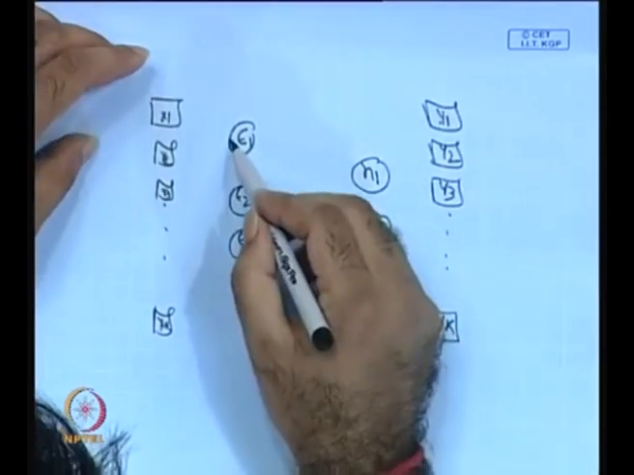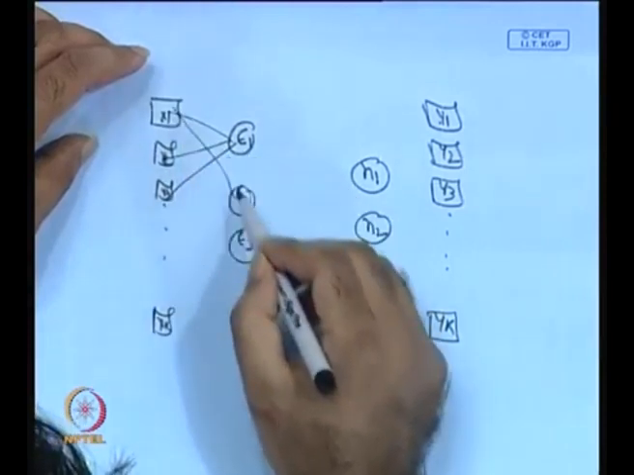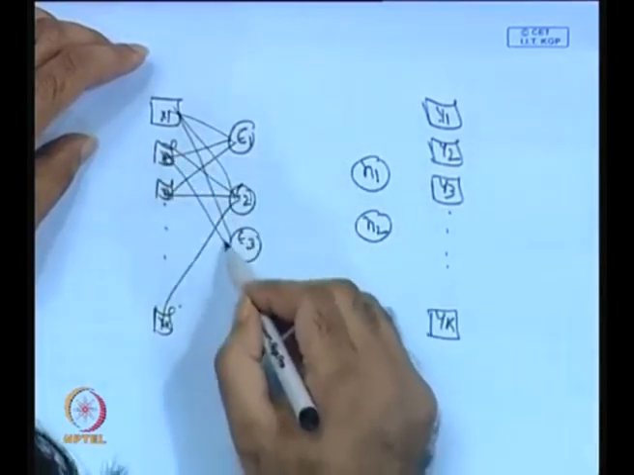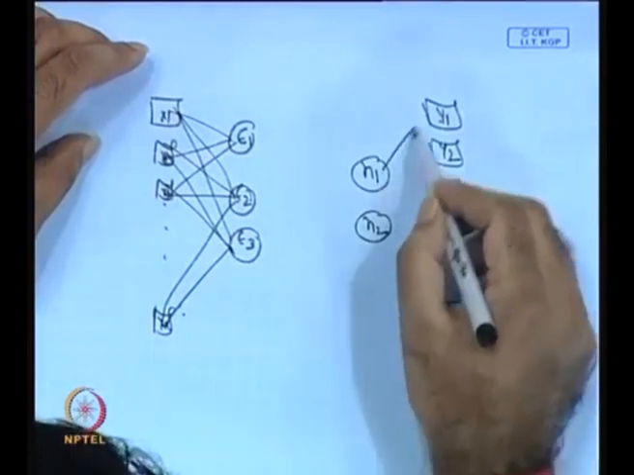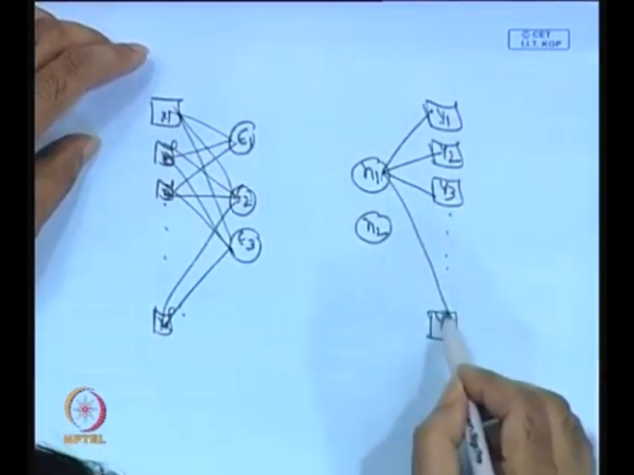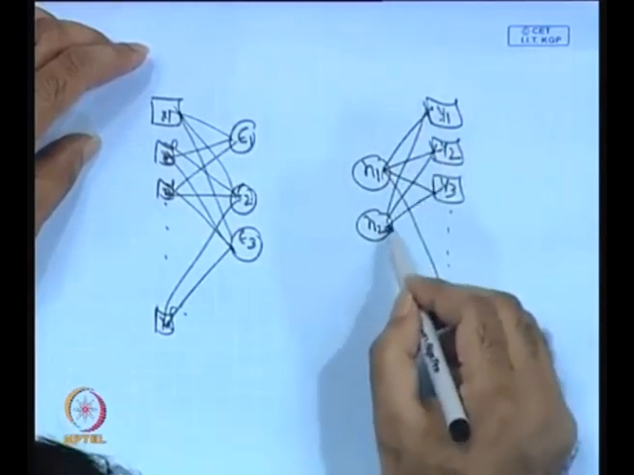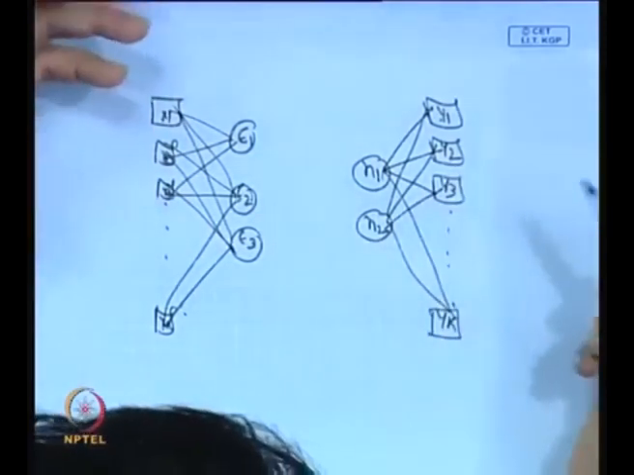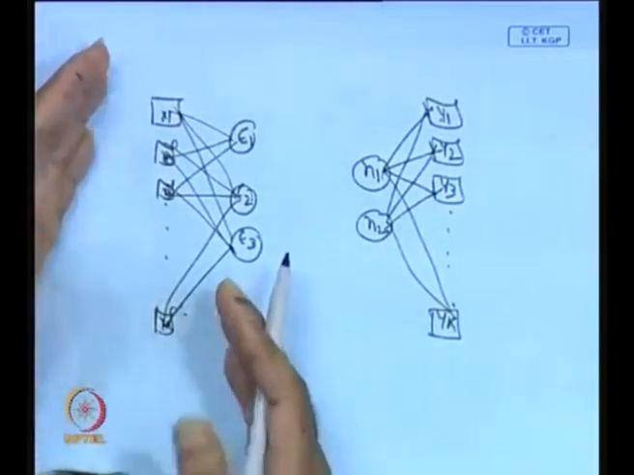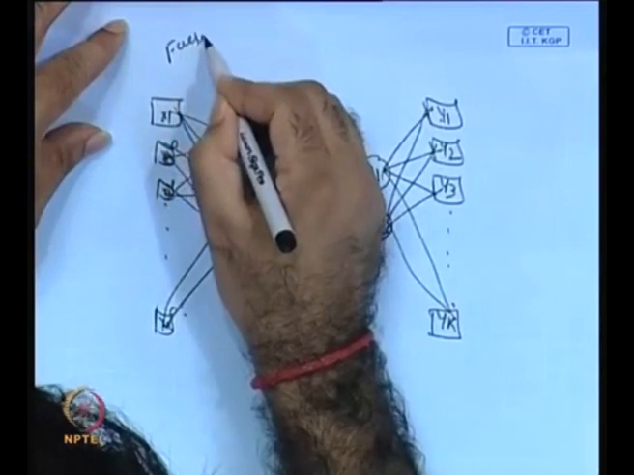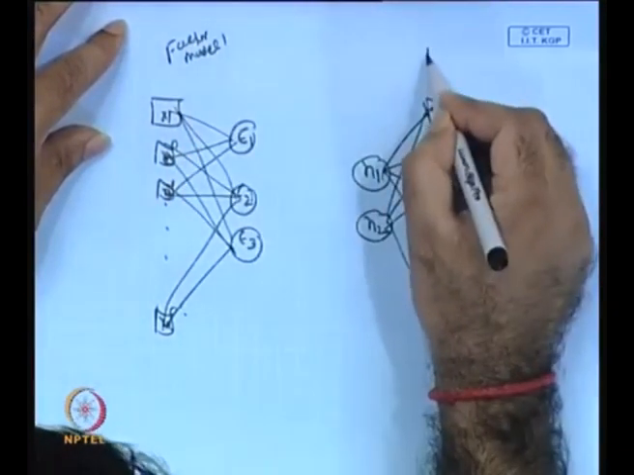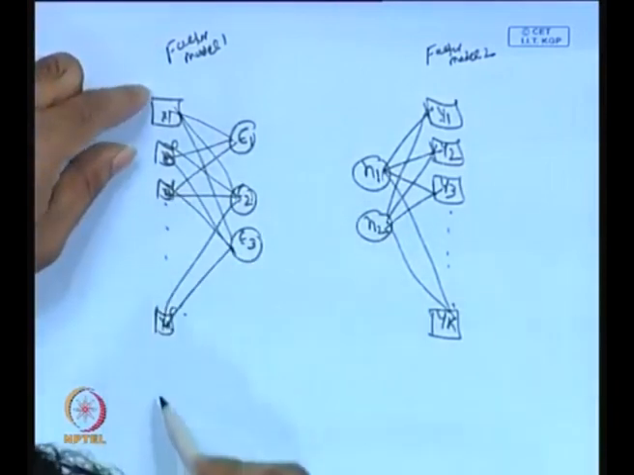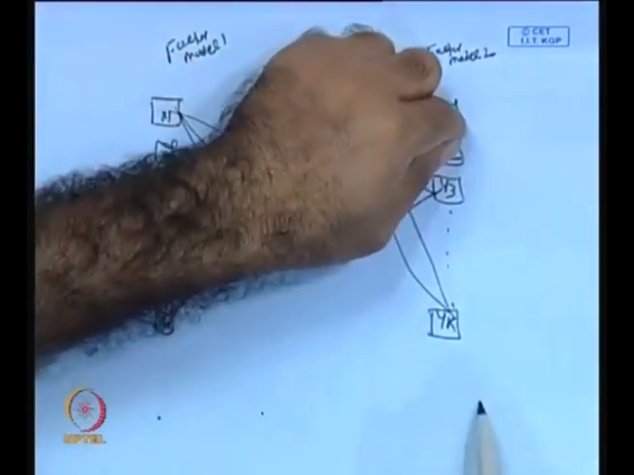Now we will connect here. We will connect like this, and like this, and like this. Similarly, we will connect here like this. This is factor model 1, and this is factor model 2. So that means these are the independent variables, independent latents, dependent variables, and dependent latents.